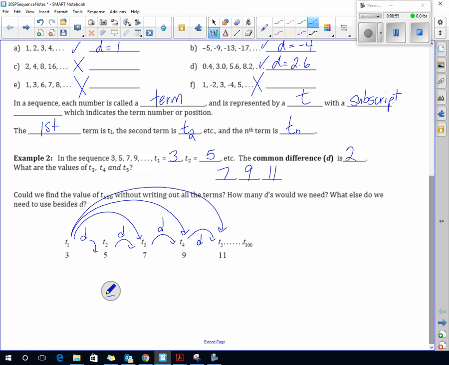$201 is the correct answer. Did anybody get that besides, I heard one person right here? You got it as well? You got it right. Good job. Okay, explain to me how you got 201. Very good. Well, how did you get it?